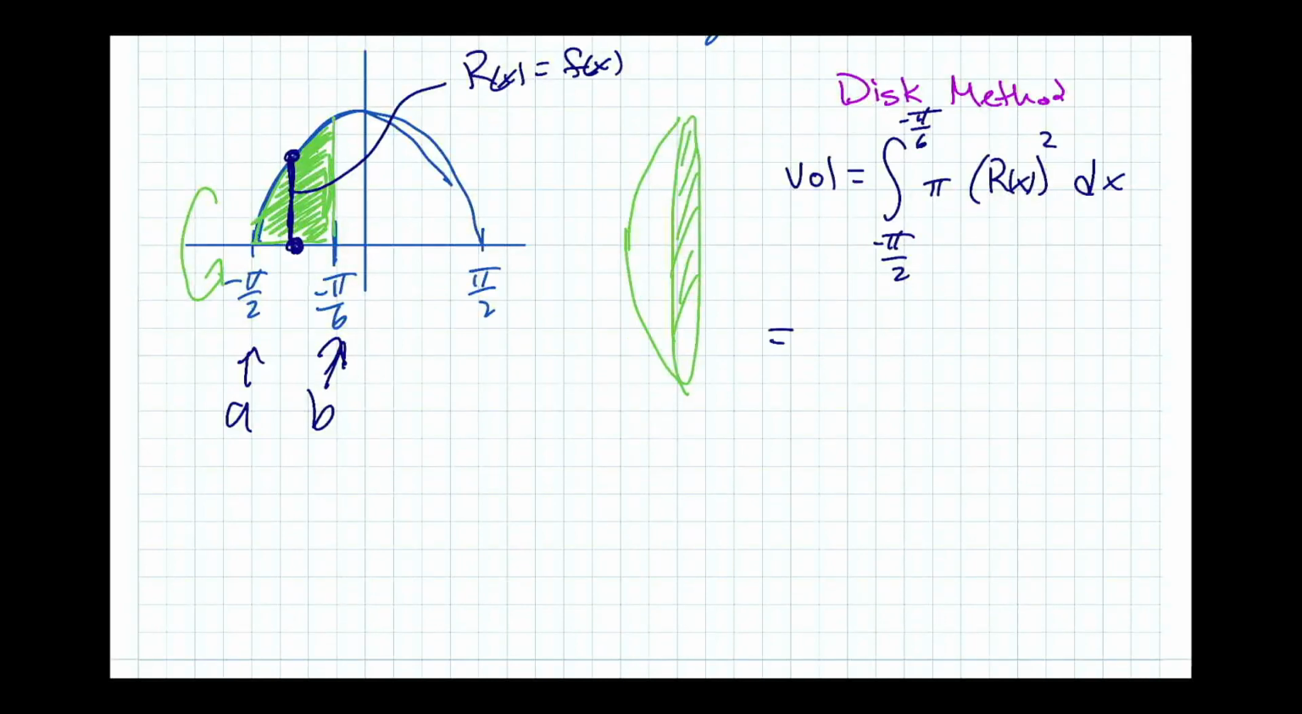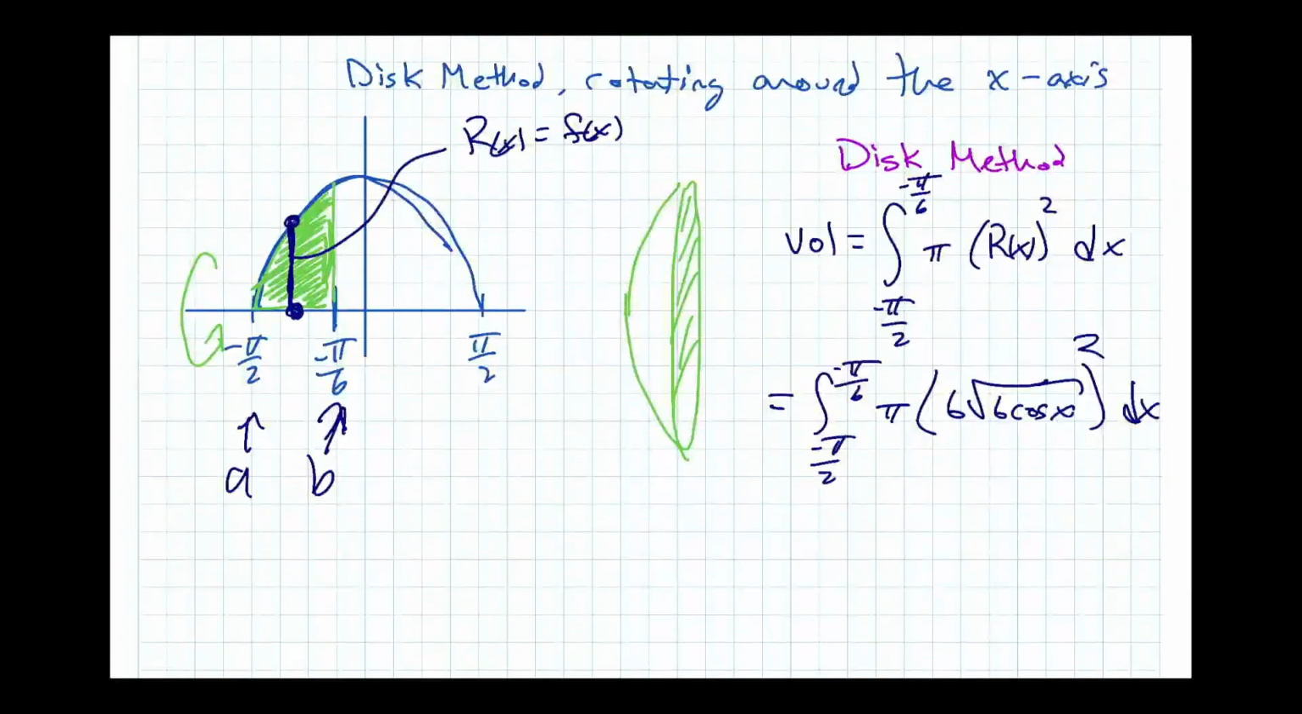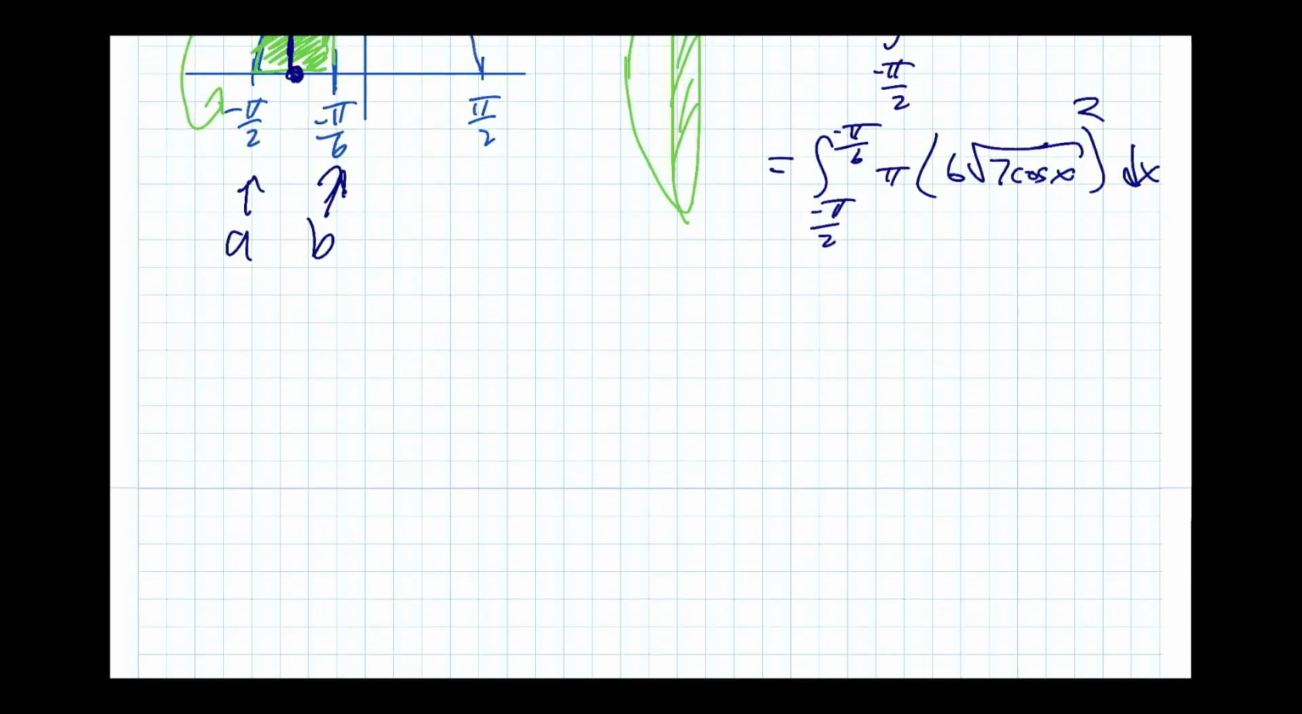So what we get is the integral from negative pi over 2 to negative pi over 6 of pi times 6 square root 7 cosine x, squared, dx. Right? Wait, one of those should have been 7. Okay, so let me just rewrite this one more time.